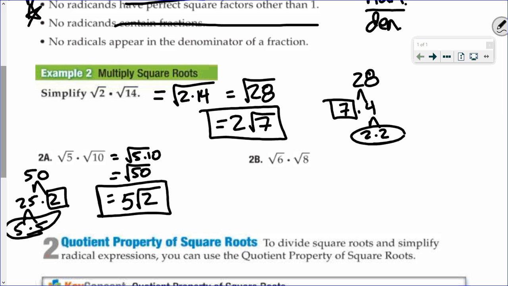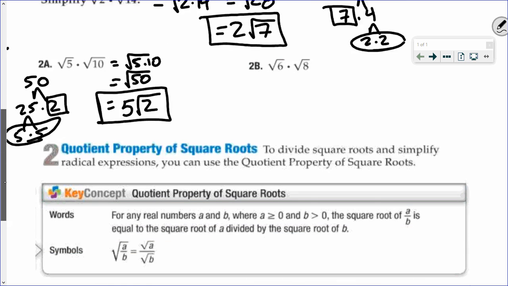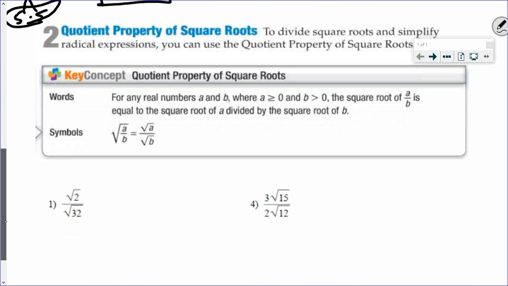All right, 2b I will leave for you guys. You can try that one on your own, and talk about it amongst yourselves as well.